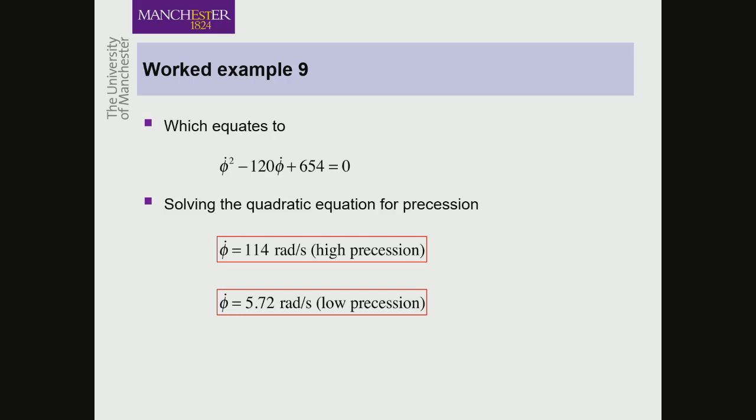So how is this possible, guys? At which precession will it rotate? One is called high precession, another called low precession. Which one looks more likely to you? Sir, 5.72 radians per second. Right, the reason?